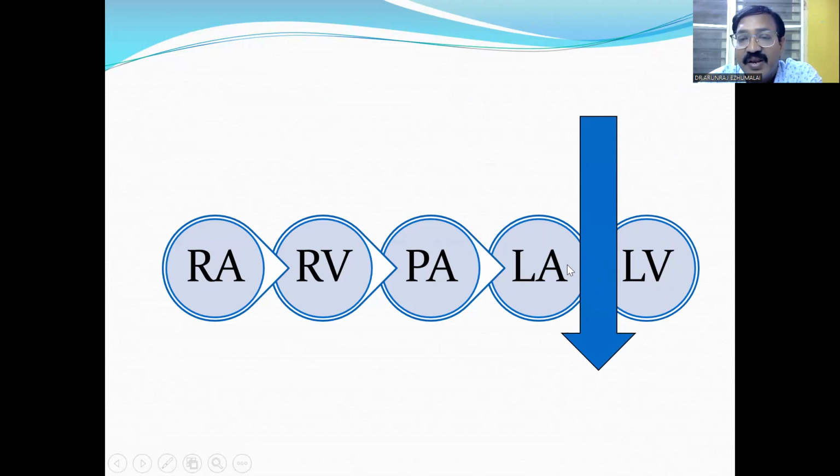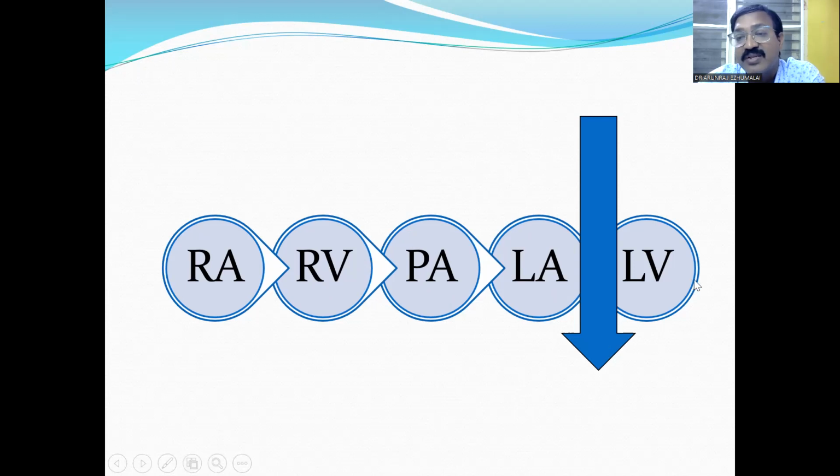So what happens? Left atrial pressure will increase. Then it will go into the pulmonary vein, so the lung will get congested, and the patient will have dyspnea and everything. Then it goes into the pulmonary artery, so the patient will have pulmonary hypertension. Then it passes on to the right ventricle, so the patient will have right ventricular hypertrophy. Then to the right atrium, and so the patient will have right heart failure, like elevated JVP, pedal edema and everything.